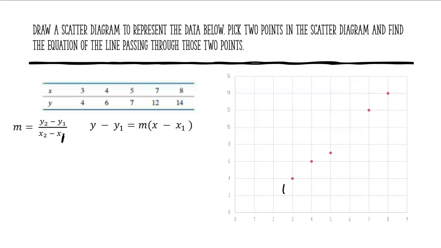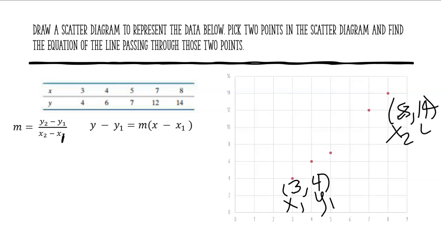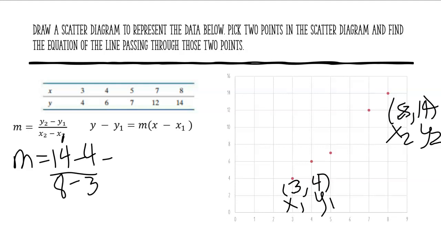So if I use these 2 points, 3, 4, and this biggest point here, 8, 14, then I will call one of these x1, y1, and I will call the other one x2, y2. And the first thing I will want to find is the slope. So the slope is equal to y2, which is our 14, minus y1, which is our 4, over x2, which is our 8, minus x1, which is our 3. So that would be 10 over 5, which is equal to 2. So our slope would be equal to 2.